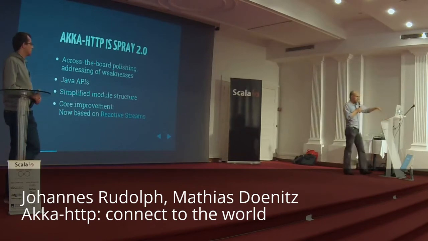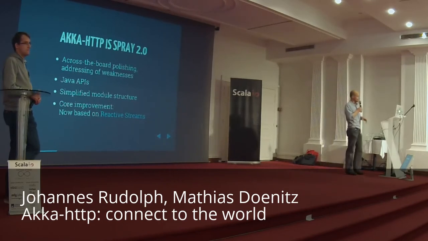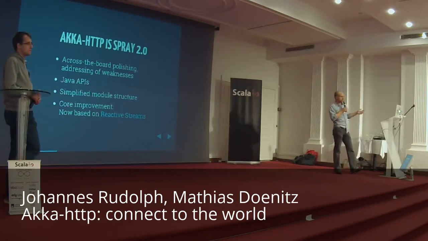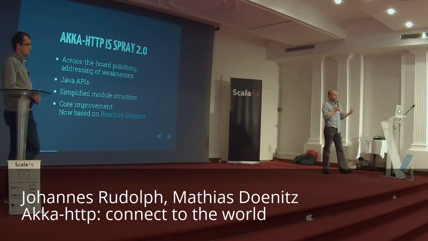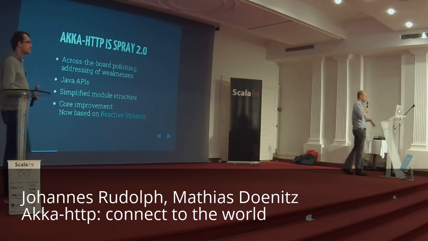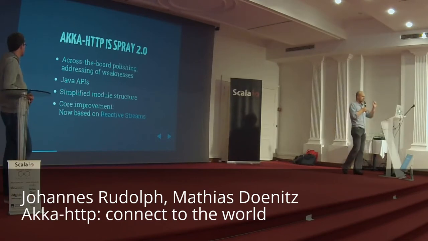Okay, having that in mind, let's take a step back. Akka-http is something like Spray 2.0, right? If we were to write Spray 2.0, it would look like Akka-http. So across all the modules, all the parts, we apply some polishing, we address the weaknesses, not only the ones that I've just shown. Then we add Java APIs, because everything in Akka, as you might know, has a Java API. We simplify the module structure a bit, because we might have gone overboard a bit with it in Spray. And there's one core improvement, and that's that we're now based on something that's called reactive streams.